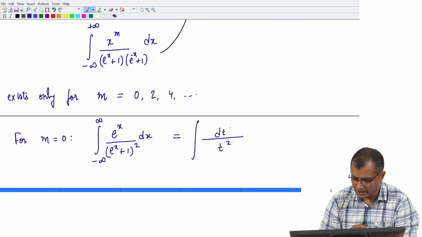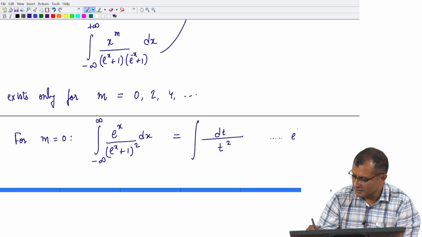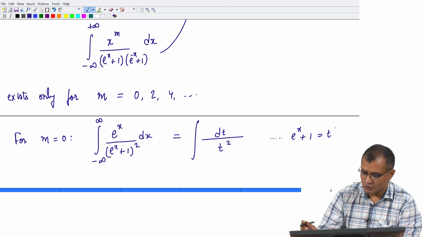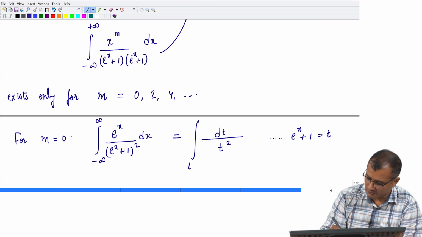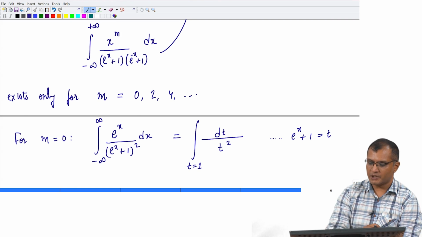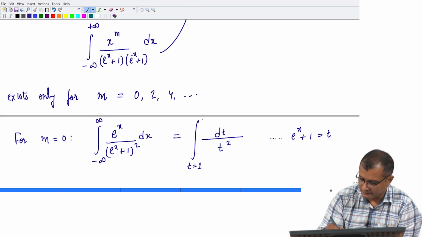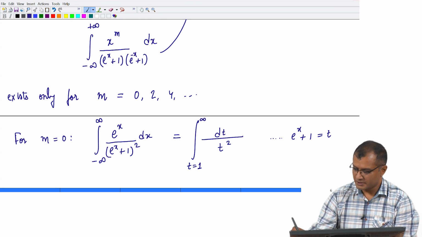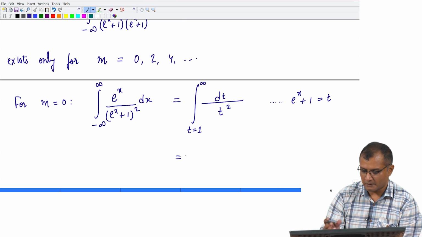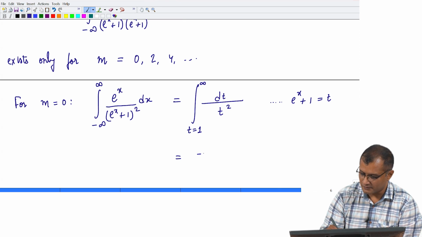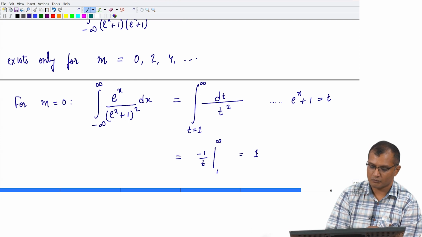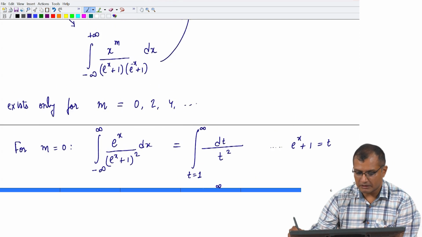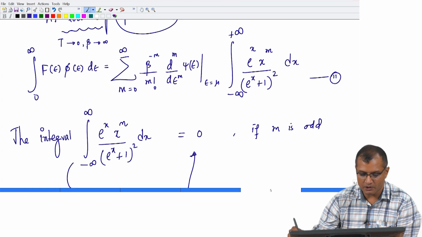Okay. Now, what about the limits? You have to be careful. I am substituting e raised to x plus 1 as t, which means the x going to minus infinity limit will transform to t equal to 1 and the x going to infinity will transform to t equal to infinity. So, this integral can now be straightforwardly computed. It is a minus of 1 upon t, and between the limits 1 to infinity this would simply be 1. So, now you can go back here and say that for m equal to 0 I have 1.